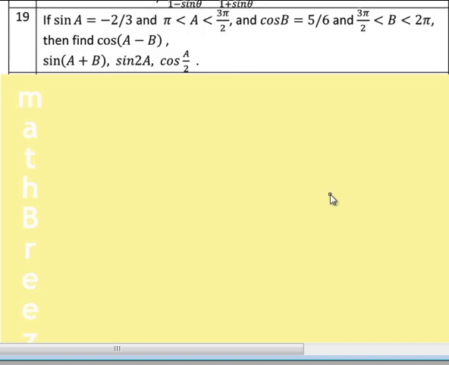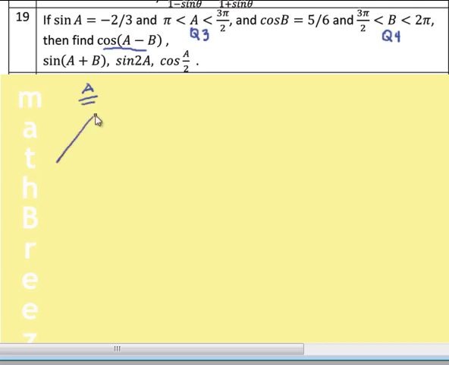In number 19, we have a value for sine A. And we're told that A is in quadrant 3. So let me just put quadrant 3 under here. And we have a value for cosine B. And we have that B is in quadrant 4. So let me put that here. First, we want to find cos A minus B. So I think it pays just to get all the information, or draw 2 triangles, one for reference A and one for reference B. All right, so first we're looking at angle A.